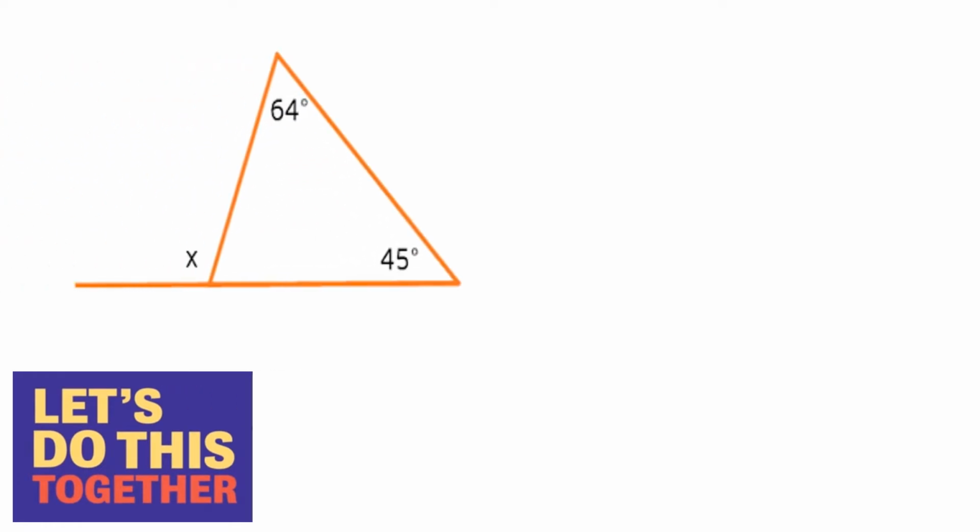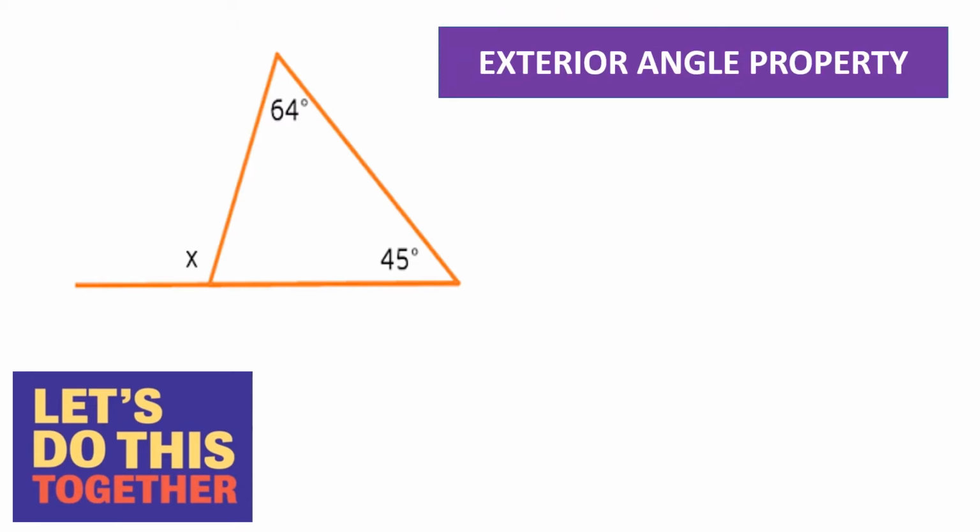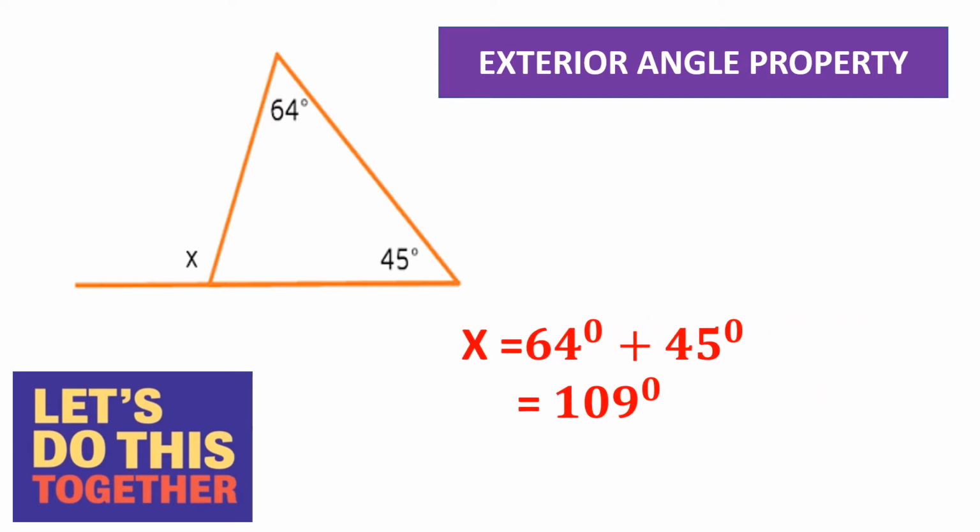In the previous class, we have learned about exterior angle property. Children, can you solve this question? How to find the value of x? Yes. Exterior angle is equal to the sum of opposite interior angles. So 64 plus 45 will give you the x value and it is equivalent to 109 degrees.